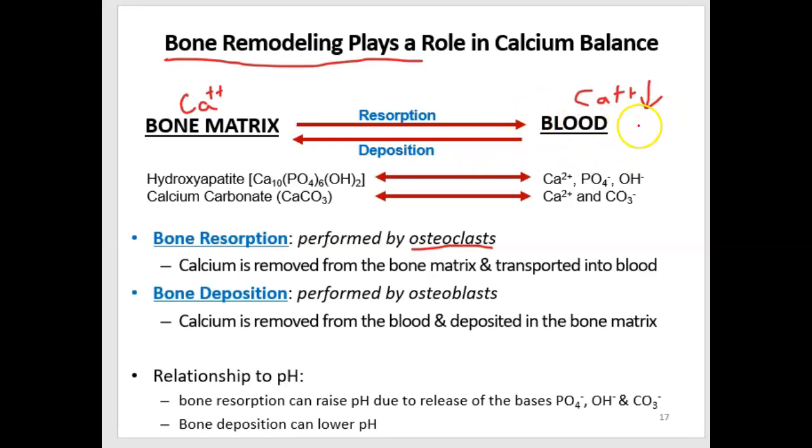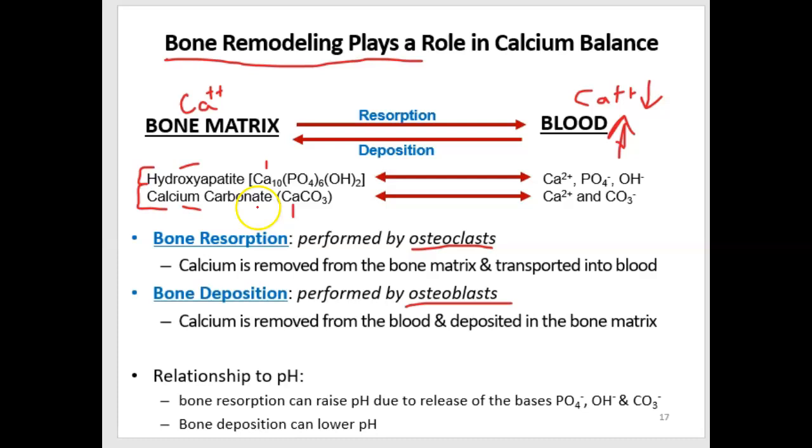In the opposite way, we can lower blood calcium if it's too high. If blood calcium is too high, then the bone can deposit that calcium into the matrix, and that happens by osteoblasts. Now these are the components of the matrix where you find calcium. Hydroxyapatite and calcium carbonate both contain calcium. So that's where the calcium would be put.